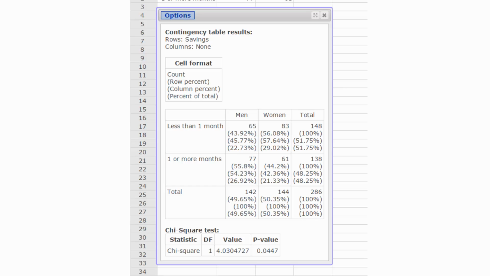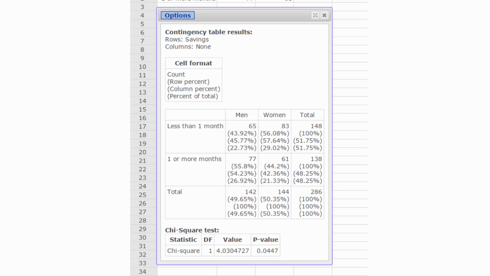We get this contingency table results. The cell format box shows us what we have in each cell of the results table. We have the count, the row percent is the second number, the third number is the column percent, and the fourth number is the percent of total.